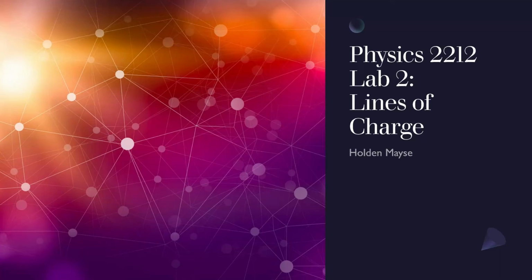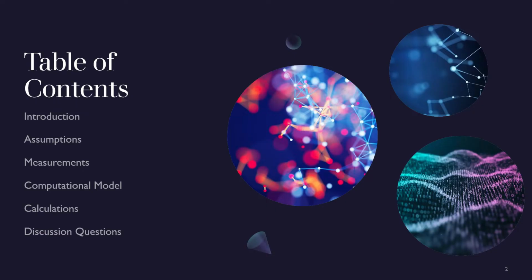My name is Holden Mays, and this is my video lab report for Lab 2 for Physics 2212 at Georgia Tech. This report will cover the lab in 6 sections, beginning with an introduction to the lab, followed by assumptions made during the lab, the experimental data used in the lab, an explanation of the computational model and the calculations used in it, and ending with a couple of discussion questions.